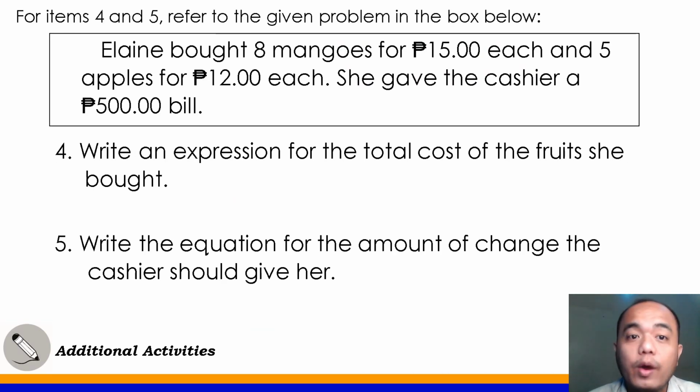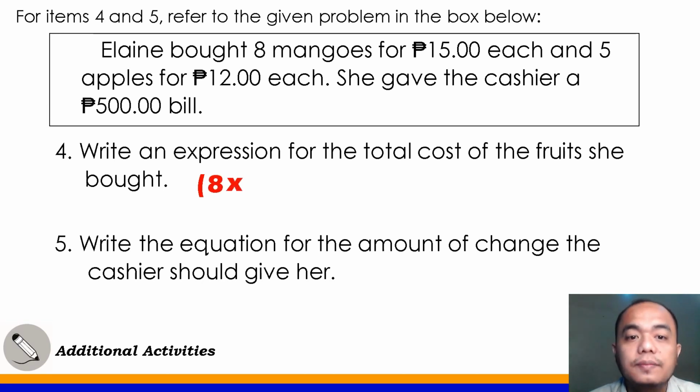For items number 4 and 5, refer to the given problem in the box below. Elaine bought 8 mangoes for 15 pesos each and 5 apples for 12 pesos each. She gave the cashier a 500 peso bill. Next, number 4. Write an expression for the total cost of fruits she bought. So ano yung expression na magre-represent sa kanyang mga biniling prutas? Magkano ang babayaran niya sa binili niyang prutas? That's number 4. Yes, we will use parentheses.